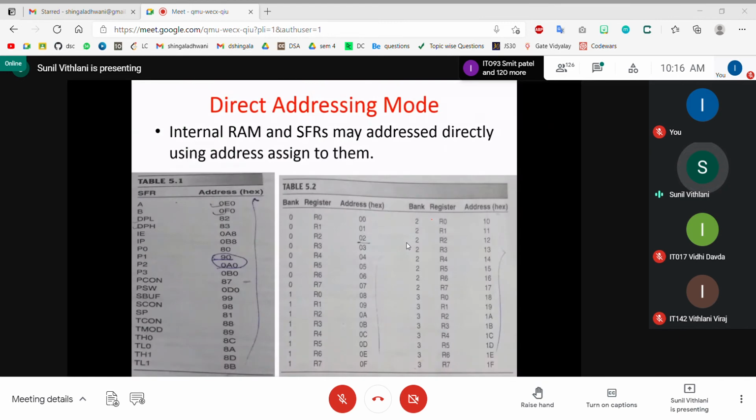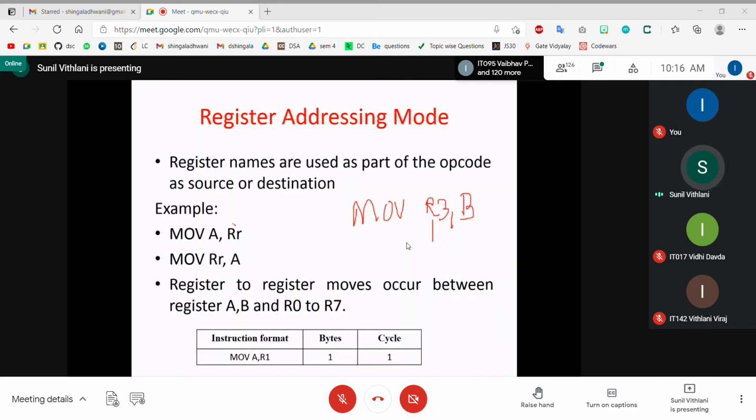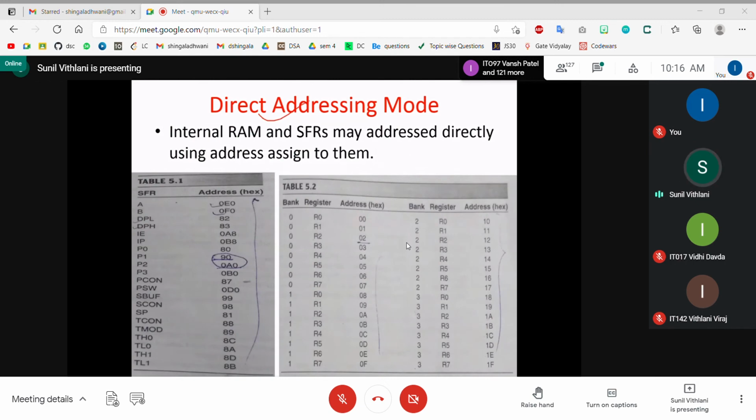So in direct addressing mode, we will mention the address directly. Previous case में हम क्या use कर रहे थे? What were we using over here? The register, the name of the register, like R0, like R1, like A. But in this next direct addressing mode, we will not use R0, R1. What will we use? We'll use the address. As we have already seen, we have four banks. So this is bank 0, this is bank 1, this is bank 2, and this is bank 3.